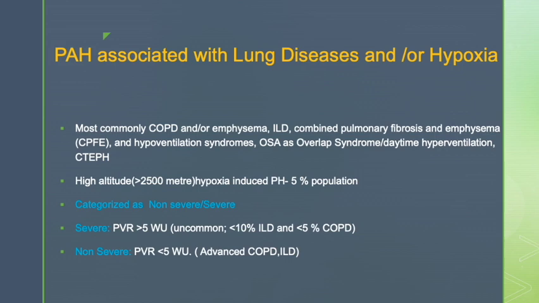This is categorized into two categories mainly, non-severe and severe. If you look back at the 2015 ERS-ESC guidelines on pulmonary hypertension, the division into severe and non-severe was based on mean PAP. A mean PAP more than 35, or more than 25 with a cardiac index of less than 2.5, was supposed to define severe. But now we talk about pulmonary vascular resistance. So pulmonary vascular resistance of more than 5 Wood units or less than 5 Wood units would distinguish severe and non-severe pulmonary hypertension in lung disease.